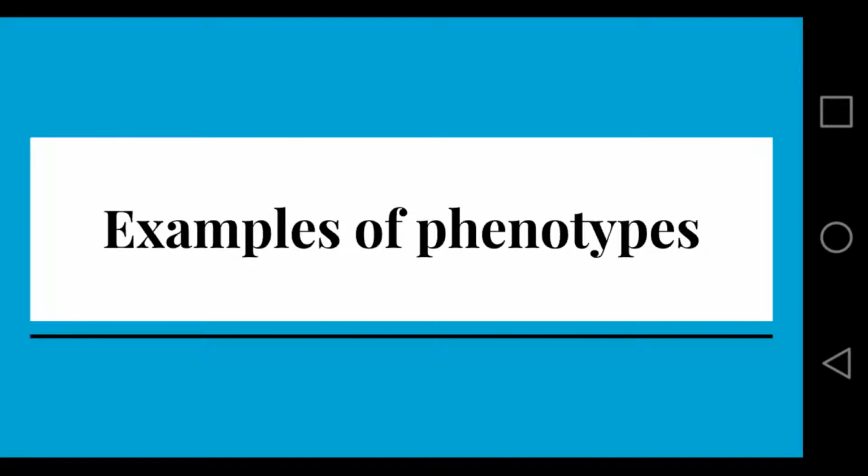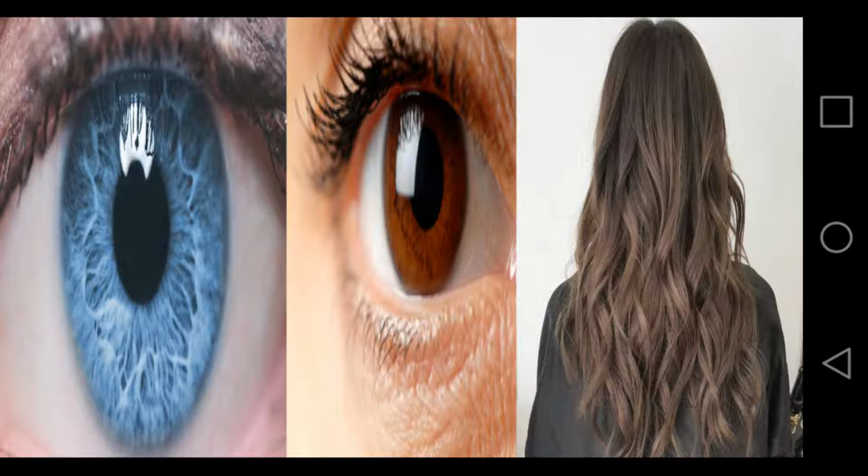Examples of phenotypes: blue eyes and brown hair. Phenotype is what we see with our eyes.